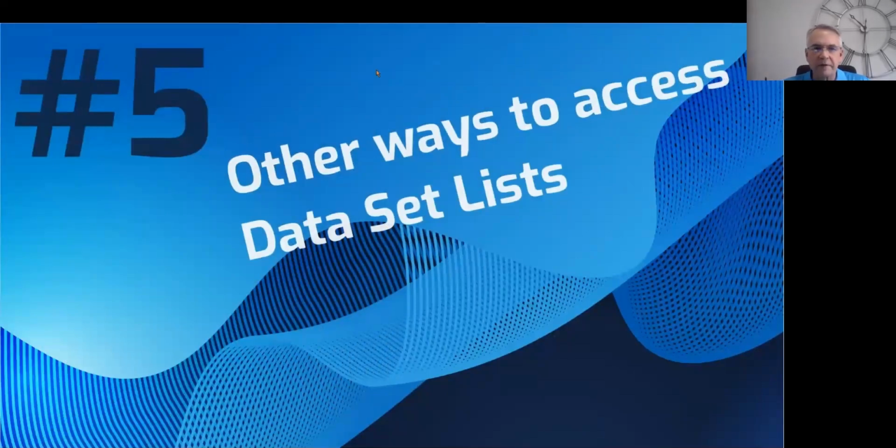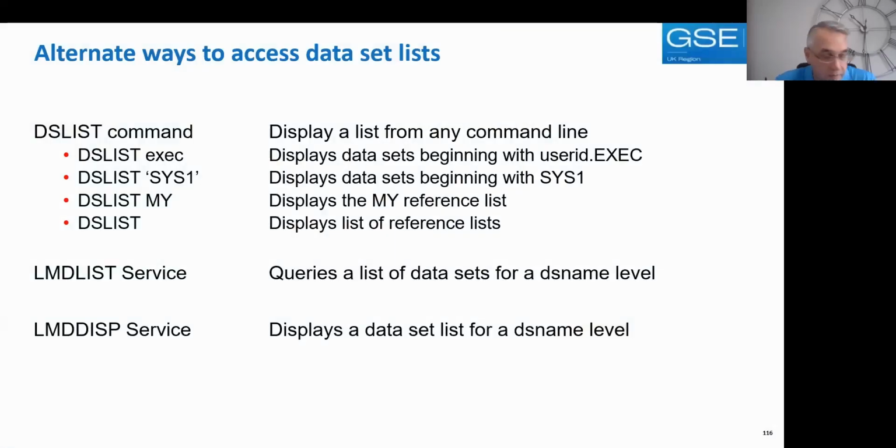So 3.4 is a great way to get into the dataset list, but there are other ways now. There's a DS list primary command from any command line. You can give it some level information if you choose, but more frequently I use it to bring up a reference list that I've created, again, using that RA line command. If you just put DS list, it'll show all the different reference lists.